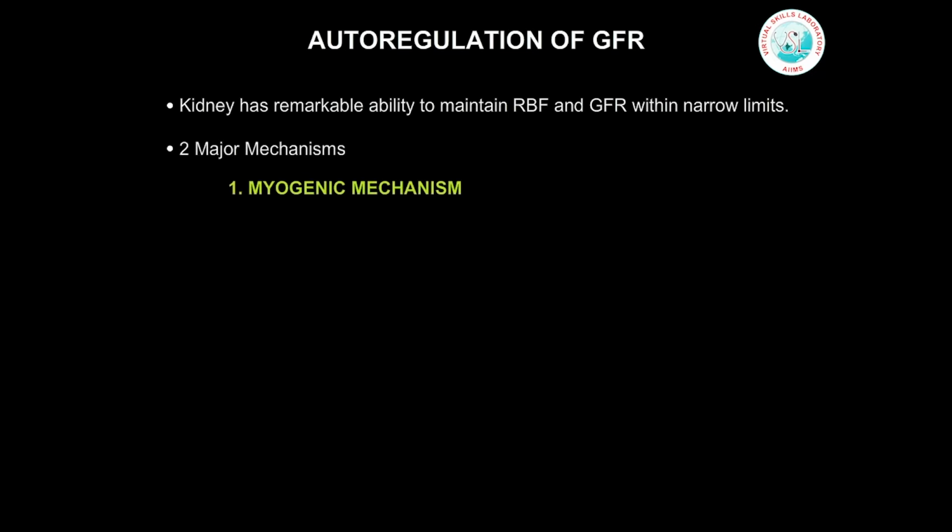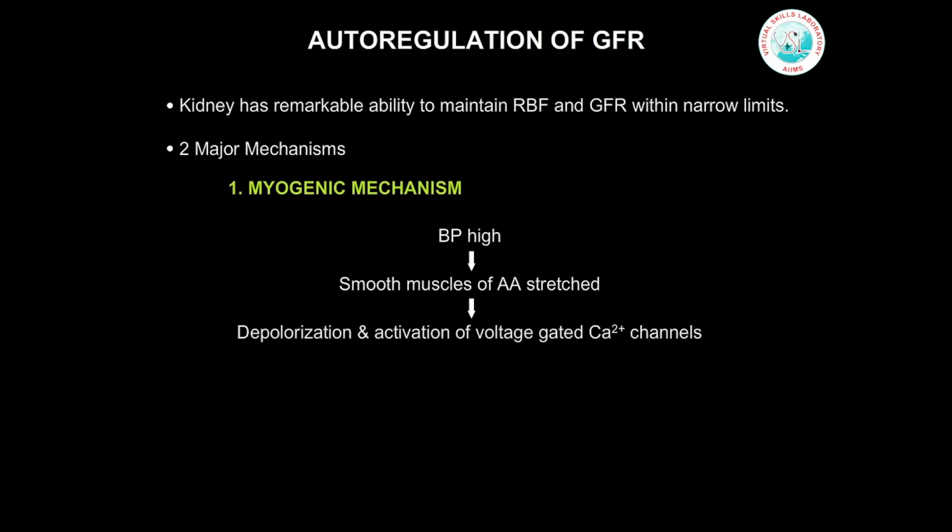First is the myogenic mechanism. When the blood pressure is high, the smooth muscles of the afferent arteriole get stretched. This stretch results in depolarization and activation of voltage-gated calcium channels followed by influx of calcium ions that lead to constriction of the afferent arteriole, which restores the GFR.